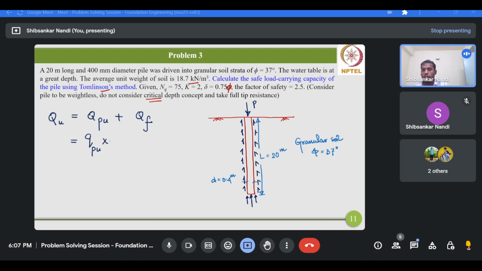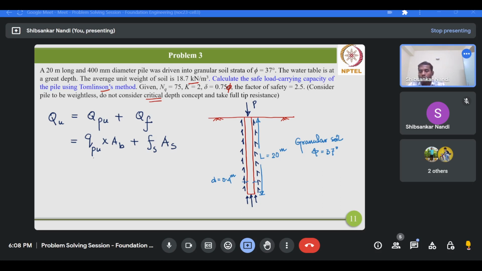If you multiply this unit point bearing resistance with the base area, you will get the ultimate point bearing resistance. And similarly, if you multiply the unit skin friction resistance, sorry, the base area is denoted as AB, with the surface area of the footing, then you will get the frictional resistance. So if you add these two components, you will be getting the ultimate resistance of the pile. And if you divide this ultimate resistance by the recommended factor of safety, you will end up with the safe load carrying capacity of the pile.